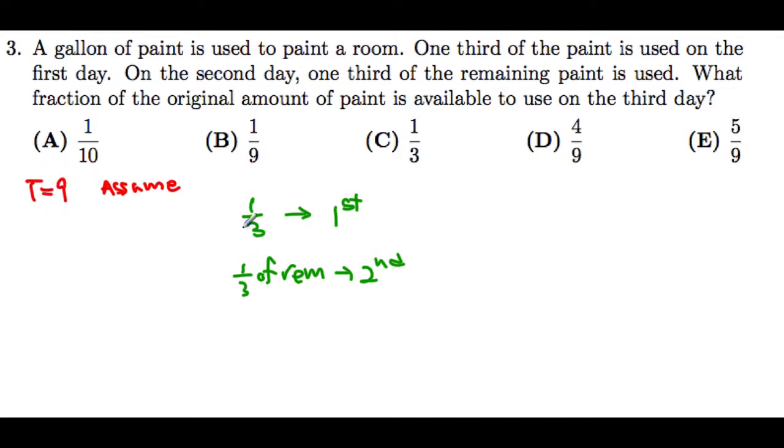Then on the first day we used 1/3, which basically means we are subtracting 3. 3 is 1/3 of 9, so we are left with 6 gallons. But on the second day we used 1/3 of 6. That means 2 is 1/3 of 6. So subtracting that, we are left with 4 gallons. Then the question here is: what fraction of the original amount of paint is still available? So 4 gallons is available out of 9. So choice D becomes our answer.